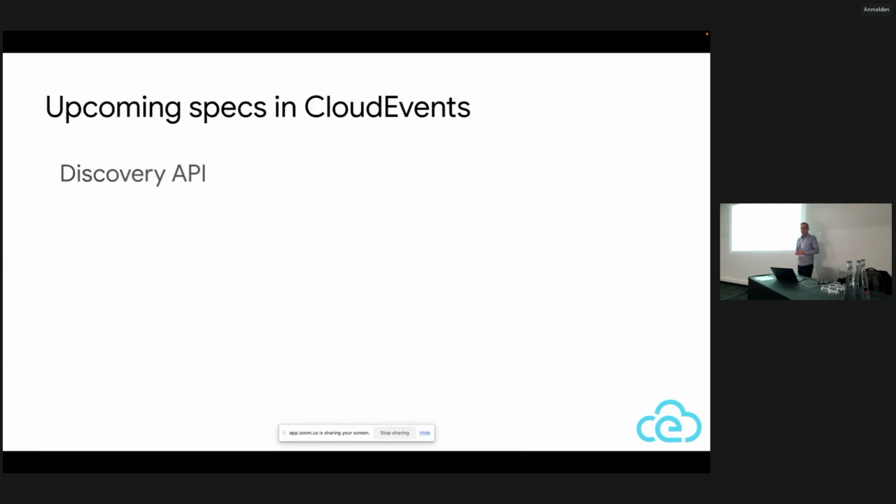And then there are 3 upcoming specs in CloudEvents. These are not implemented yet, but there's a Discovery API, a Subscription API, and a Schema Registry. This is all about how you discover events, how you subscribe to them, and also how you describe these events in a registry, which is interesting because what I'm going to talk about next, the AsyncAPI, also tries to do similar things. So in a way, CloudEvents is kind of getting into the space of AsyncAPI. We'll see how that evolves, but these are 3 specs within CloudEvents that are coming up in the next release.